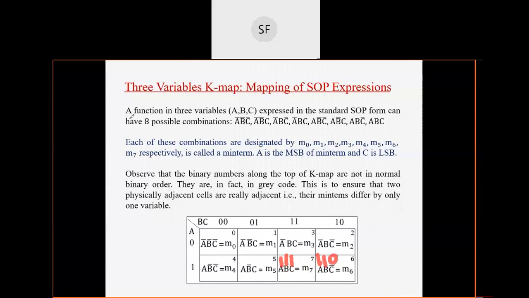Is it clear? Have you understood this structure? So you have to remember this structure, right? Just like you memorized the two variable map, in the same way you also have to memorize the 3 variable and 4 variable maps.